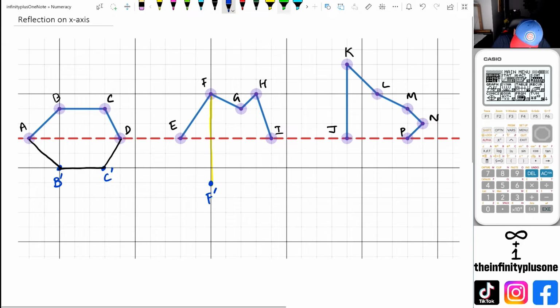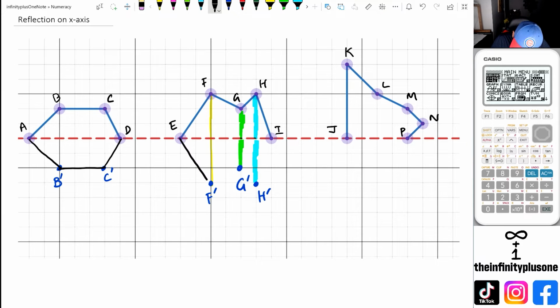Repeat the process again for G. That's 2 spots to the mirror line, so 2 spots away from the mirror line is going to be G dash. And then H dash is going to be 3 away from the mirror line, so 3 away from the mirror line is where H dash is going to be. Once I'm happy with that, I can just join the lines up: E to F, F to G, G to H, and H to I.